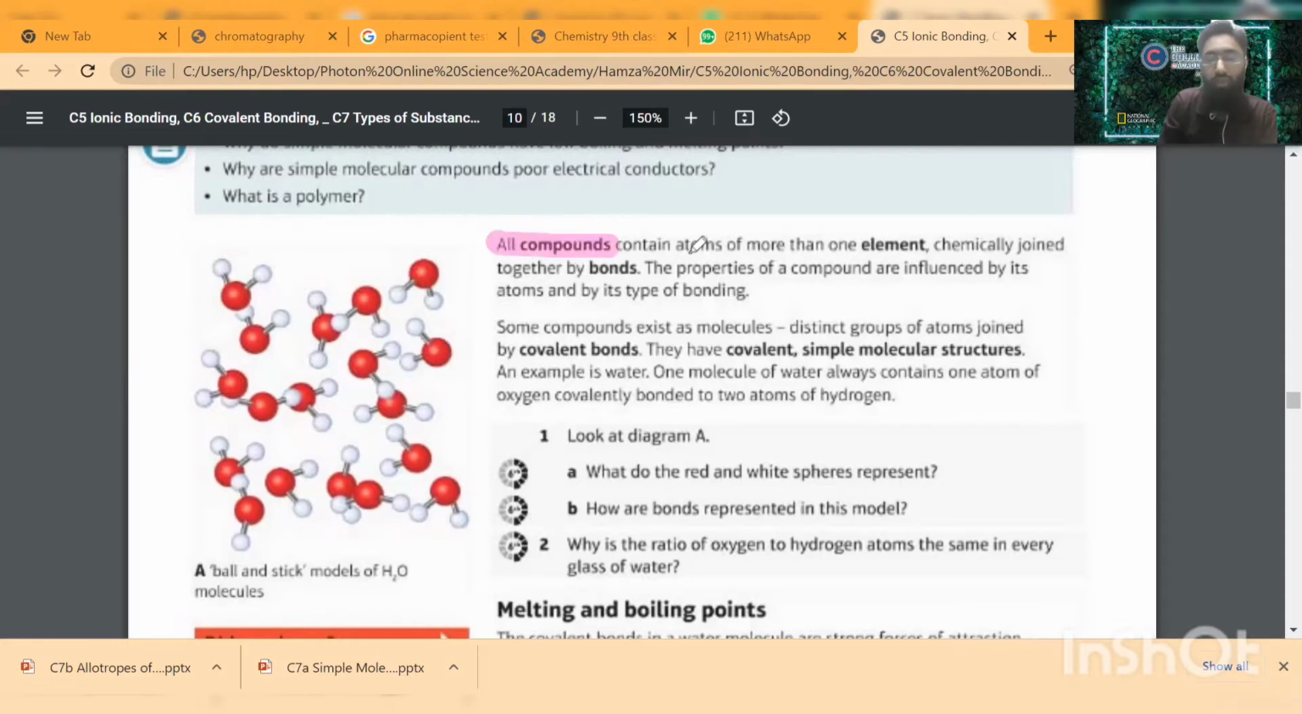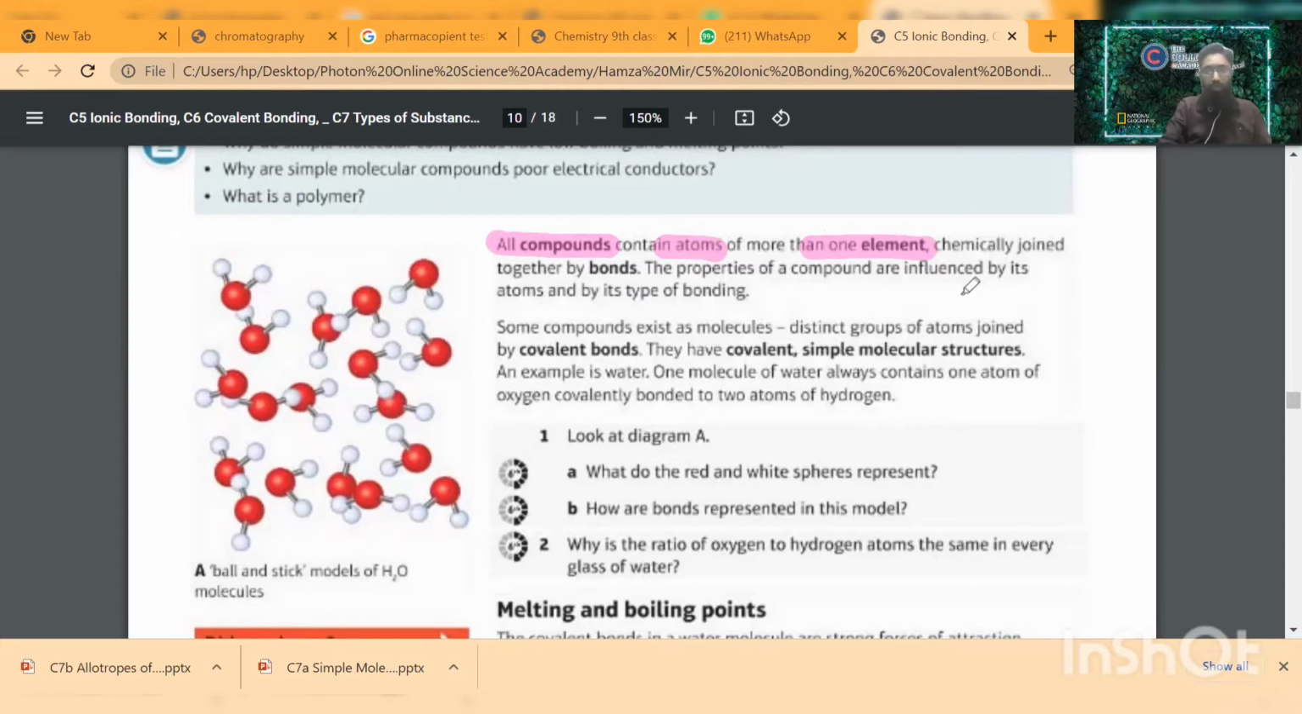All compounds contain atoms of more than one element. What is a compound? A compound is a combination of atoms. A combination of atoms is called a compound. So all compounds contain atoms of more than one element, and these atoms are chemically joined together by bonds.